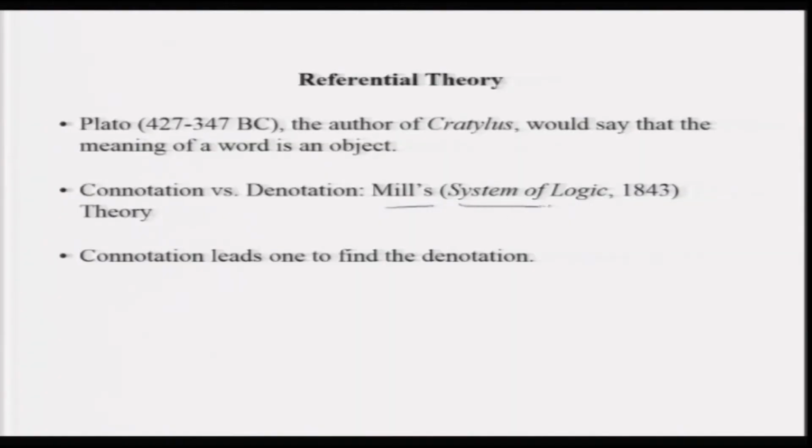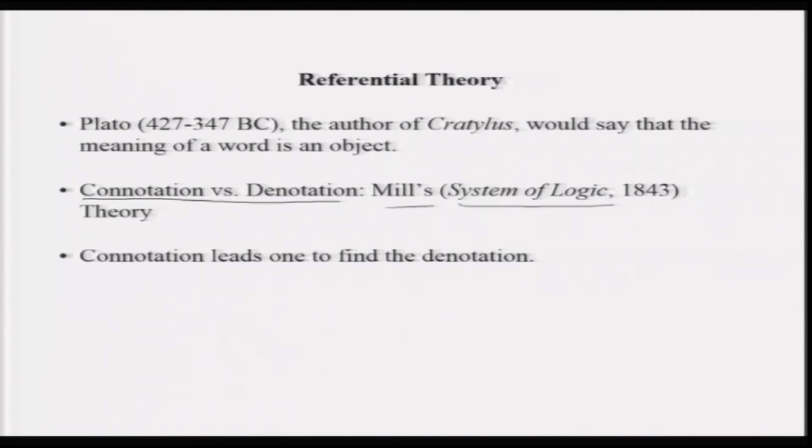One such is Mill's theory. John Stuart Mill wrote a very famous book called System of Logic. In that, he talks about connotation and denotation. Even in naive, non-technical language, people talk about connotation and denotation, but they don't mean the same thing as the philosopher means by this dichotomy, connotation and denotation.